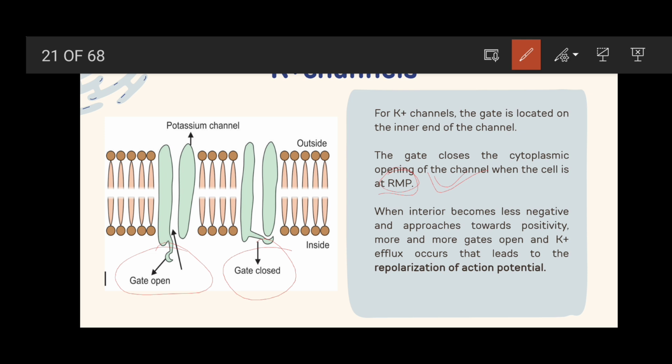But when the interior becomes less negative and approaches towards positivity, more and more gates open, and that would lead to potassium efflux. Potassium would move outside, and that would lead to repolarization of action potential. Sodium channels were responsible for depolarization, but the potassium channels are responsible for repolarization of the action potential.